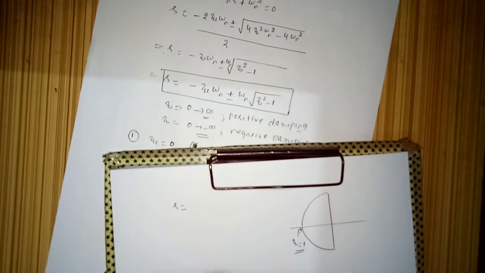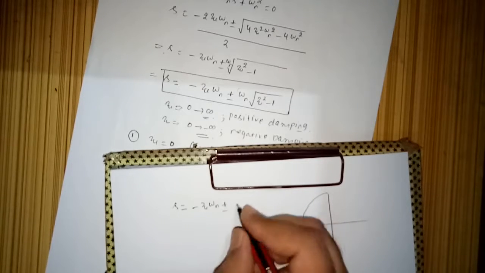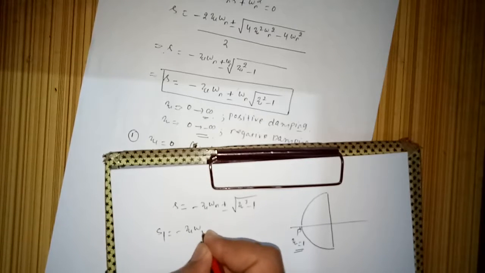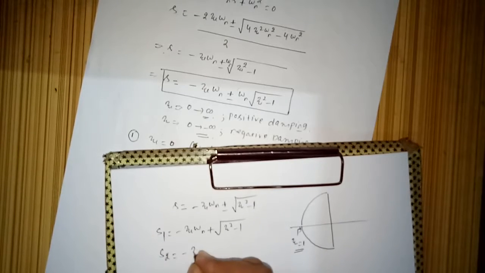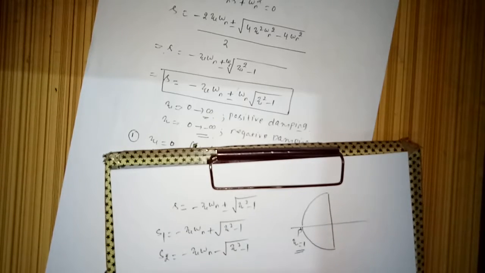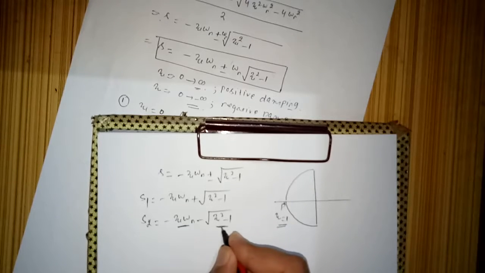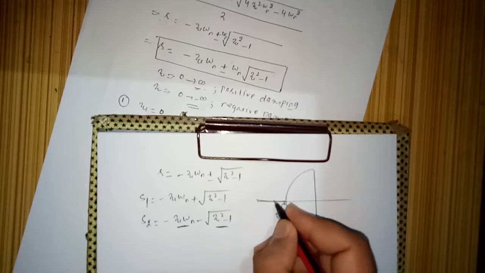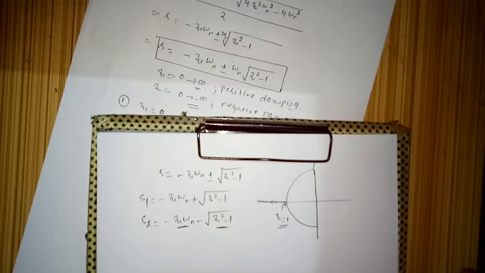Now when I'll be increasing zeta, the poles are minus zeta omega n plus or minus root zeta square minus 1. So S1 will be equal to minus zeta omega n plus root zeta square minus 1. S2 will be equal to minus zeta omega n minus root zeta square minus 1. Now as I am increasing zeta, this value is increasing in the negative direction, right? So S2 will move this way. That is good for the system because poles are moving away from the imaginary axis.